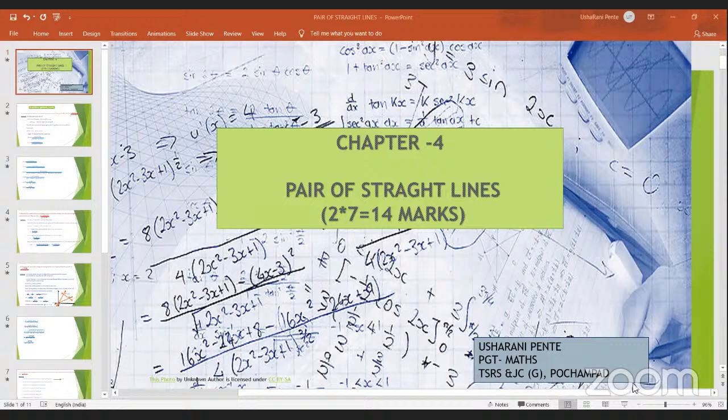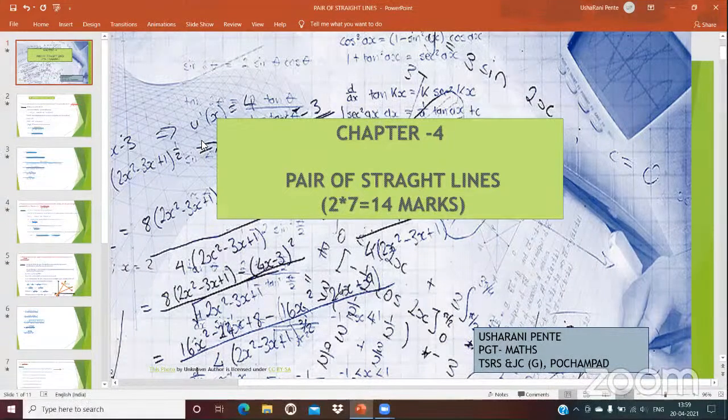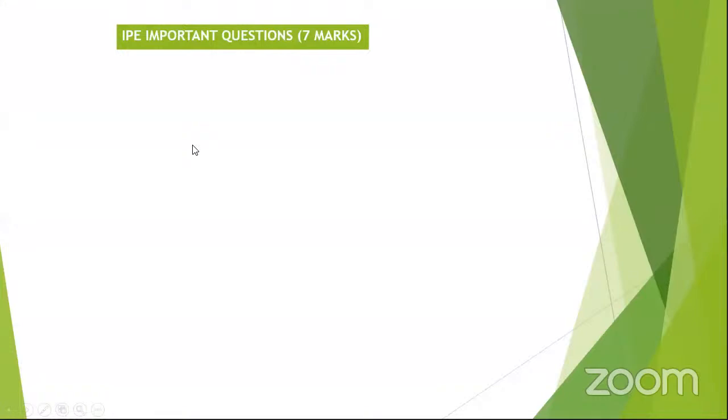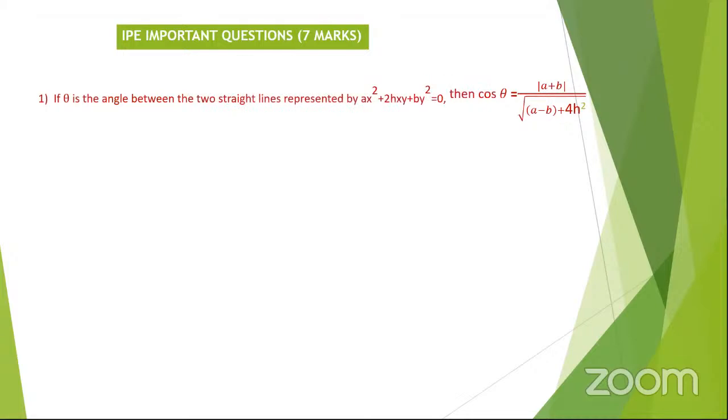Good evening to all. Today we are going to deal with chapter 4 in 1B, that is pair of straight lines. It contains two 7 marks questions, a total of 14 marks we will get from this in the IPE exam. I am Usha Pente, PGT Maths from TSRS and JC Girls Pochampad. So 7 marks IPE important questions we will get.